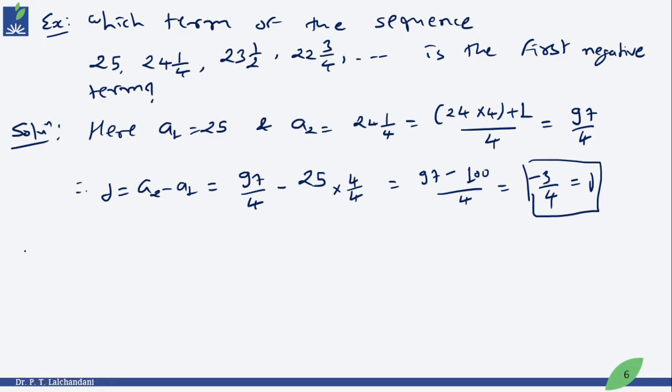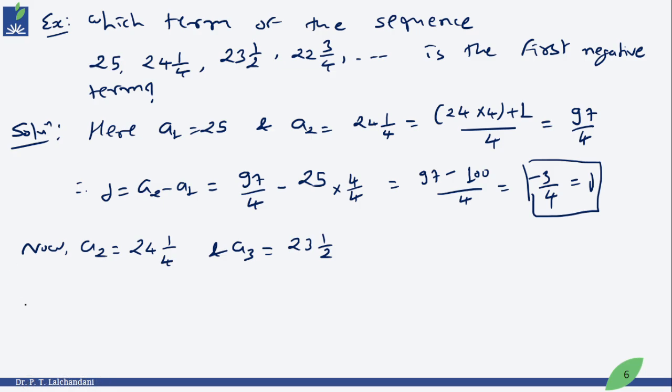Now let us find out the difference between the third and second term. So a2 is equal to 24 1 upon 4, and a3 is 23 1 by 2, right?